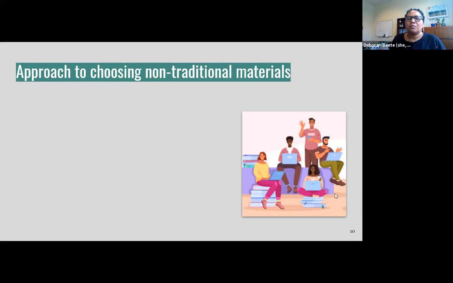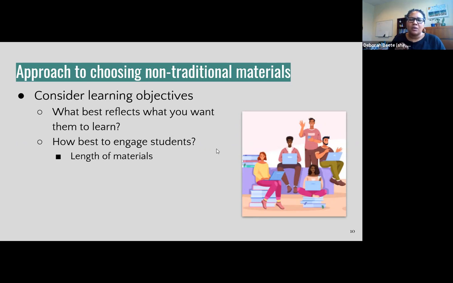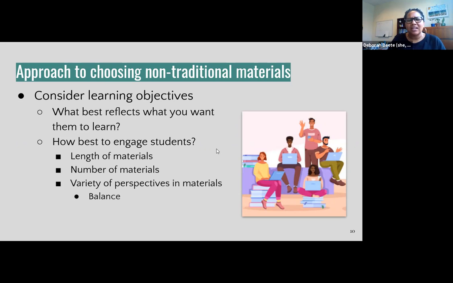Okay, so the first thing that we consider when we are approaching, let's choose some non-traditional materials, would be to consider the learning objectives. What is it that we want them to learn? The next thing, how do we then best engage? There we're going to think about the length of the materials, the number of materials, the variety of perspectives we would like them to engage.